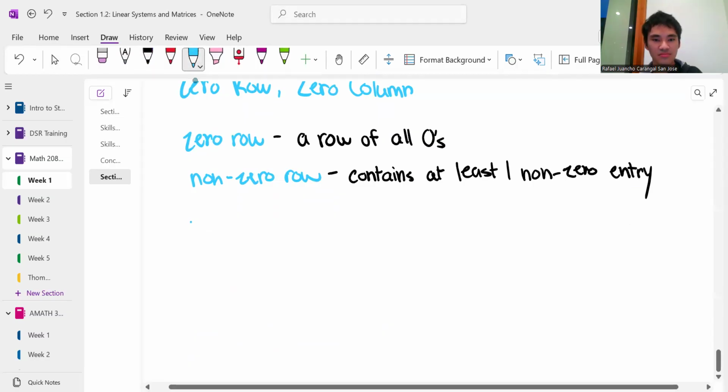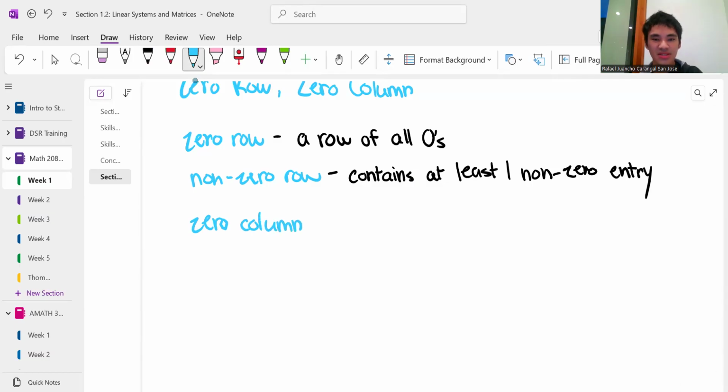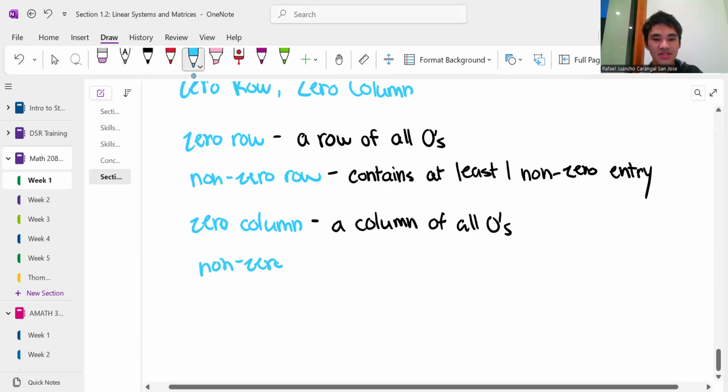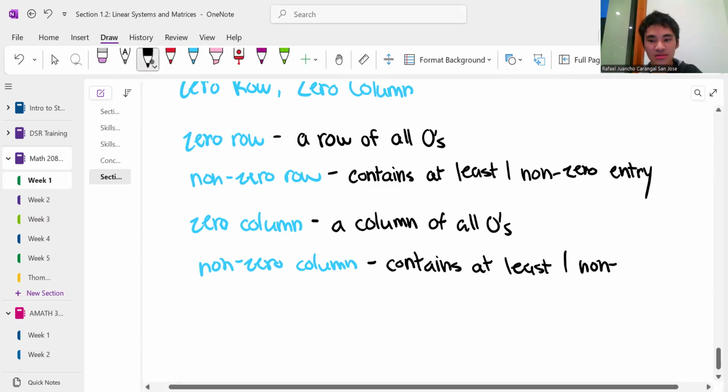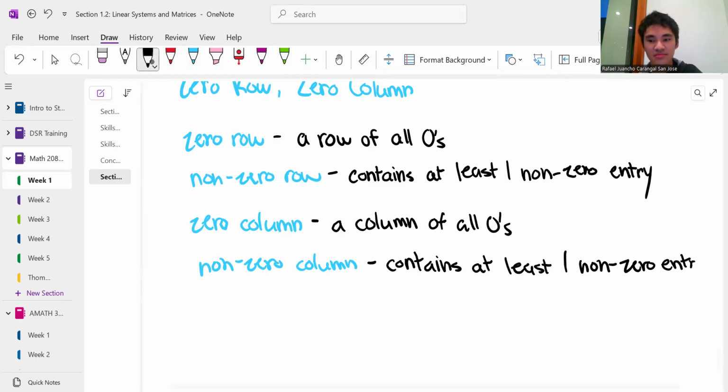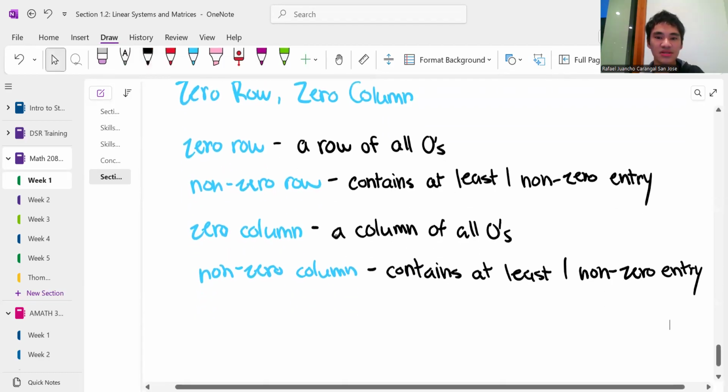Now, a zero column. These are the same, right? So a column of all zeros. Same idea. Then we also have a non-zero column, which basically contains at least one non-zero entry. So that's what these mean.